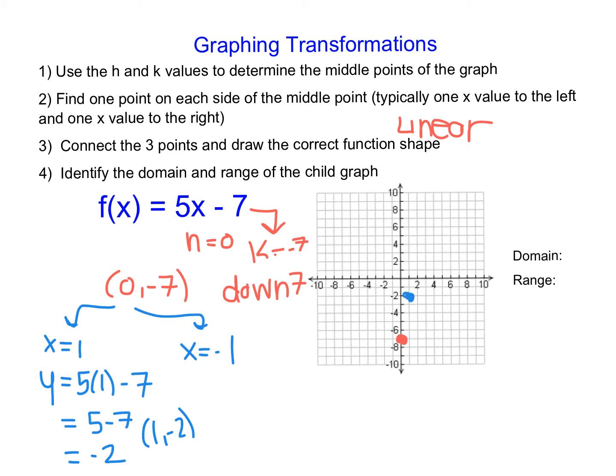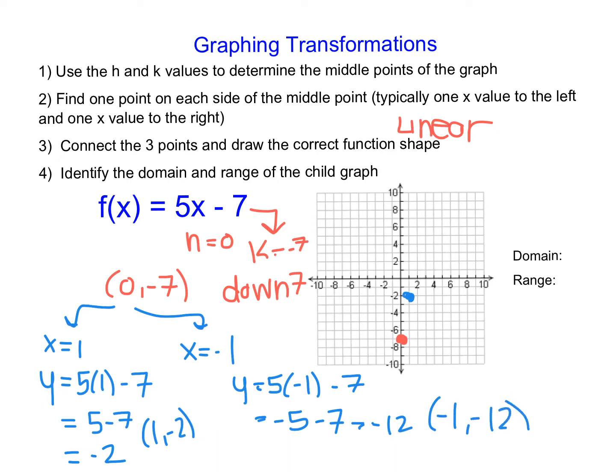Then from here, if I repeat that same process with x equals -1, I have y equals 5 times -1 minus 7. 5 times -1 is -5 minus 7, which gives me -12, which actually goes off my graph, but I can estimate a little bit and do x is -1, y is -12. Go down an extra 1, 2 spaces, and it's probably about there. So what I need to do now that I have 3 points, one on each side of my middle point, is I need to connect the dots of my graph.